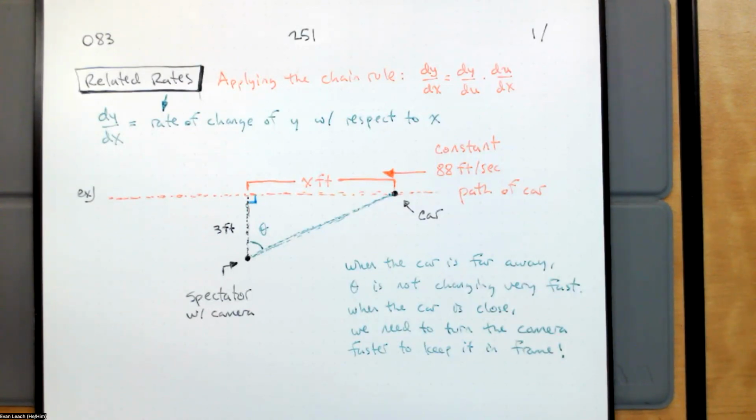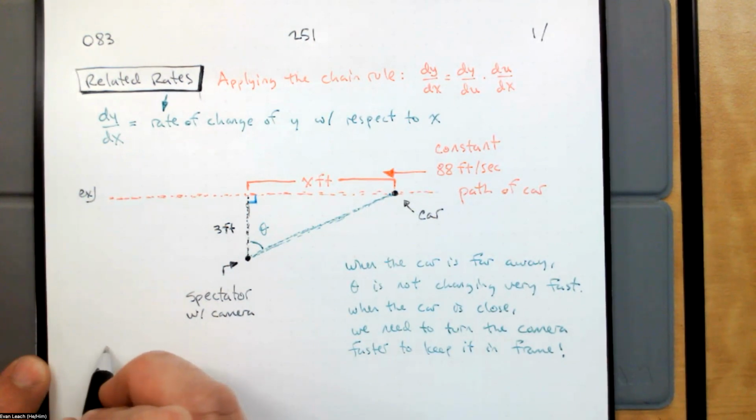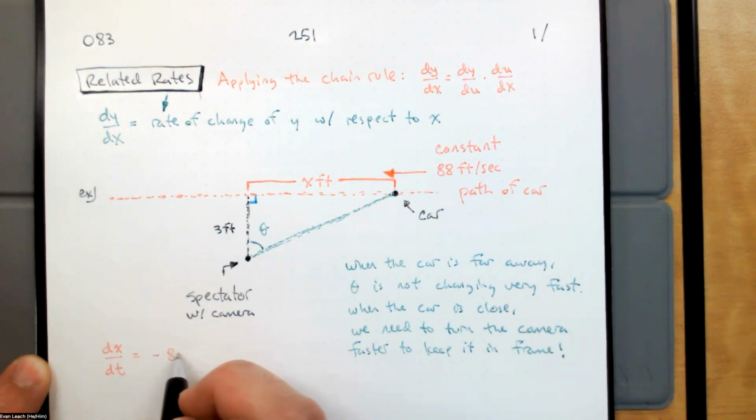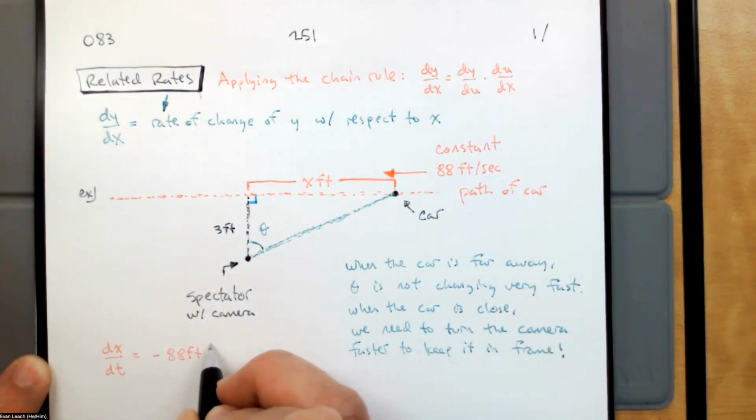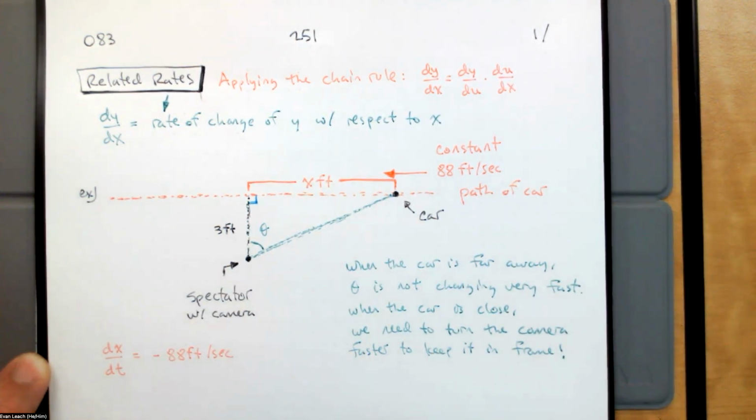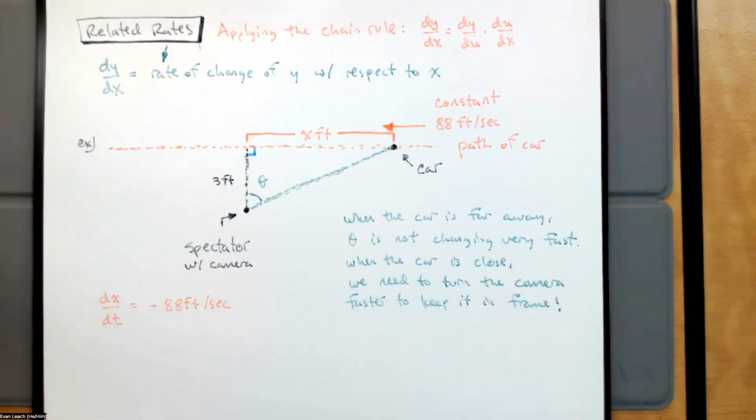Once I labeled that distance as x, I can give a name to my 88 feet per second. I can say that the rate of change of x with respect to time, dx/dt, is negative 88 feet per second. Why did I call dx/dt negative 88 feet per second? Because x is getting smaller. That distance x is decreasing, so our derivative should be negative.